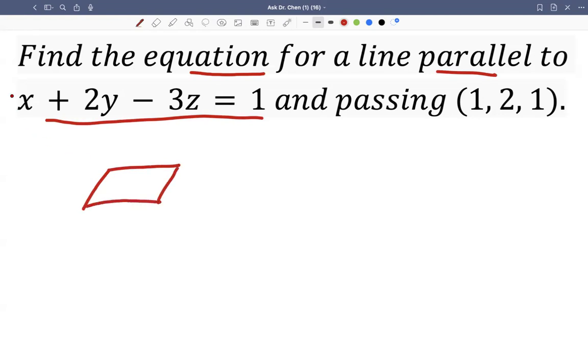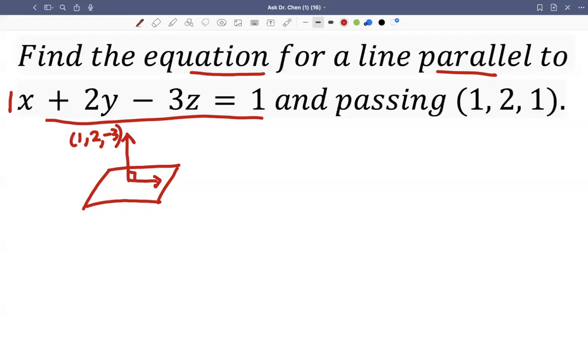Here the coefficient of x, which is 1, and the coefficients of y and z, we know that represents a normal vector, right? So (1, 2, -3) represents the normal vector to this plane, which means any vector on the plane will be orthogonal to this vector. And the line we're looking for is parallel to this plane.